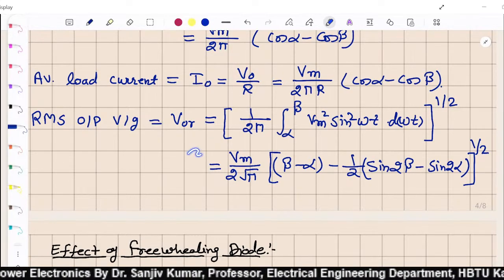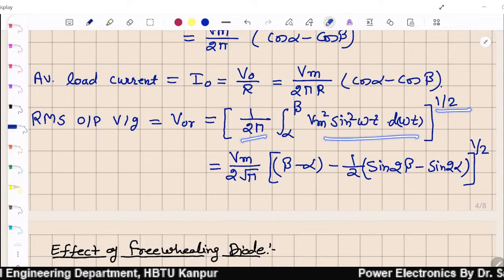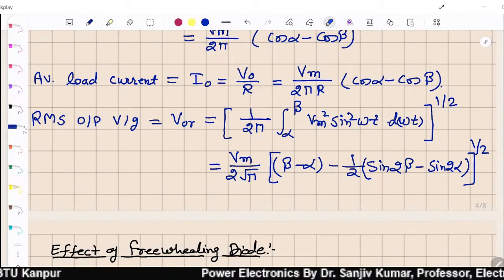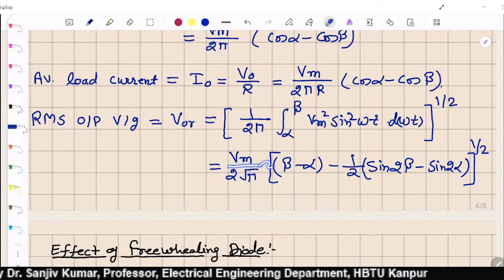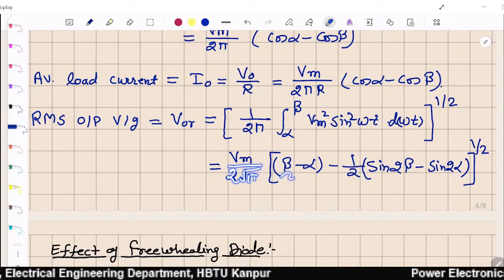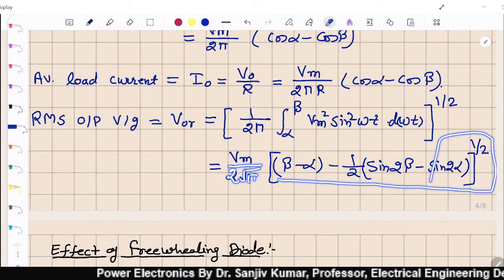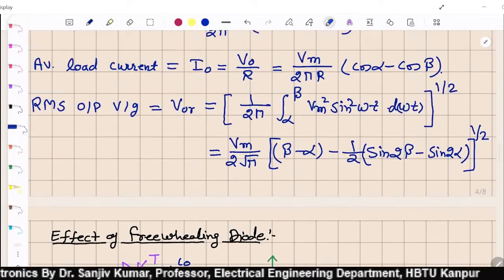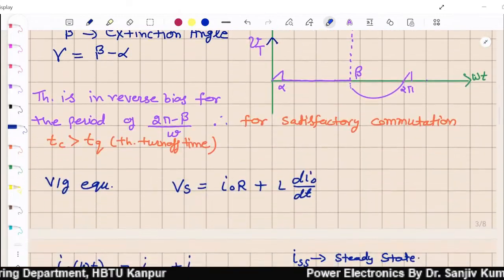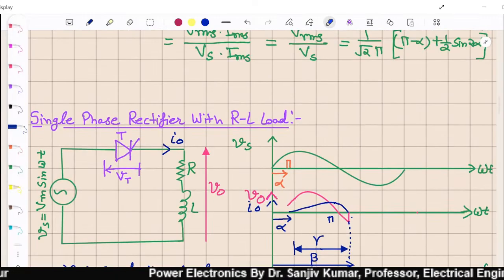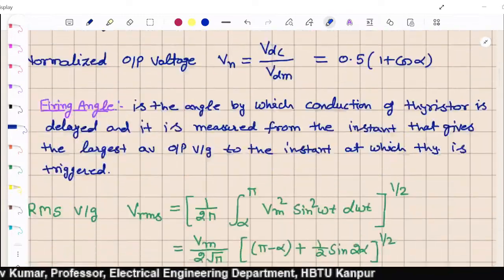Similarly, the RMS output voltage VOR is equal to the root mean square of Vm sin omega t, whose square we have to calculate. It has come out to be Vm upon 2 under root pi, times the square root of beta minus alpha minus half of sin 2 beta minus sin 2 alpha, that we will get. So in this way, this is the single phase half wave rectifier.